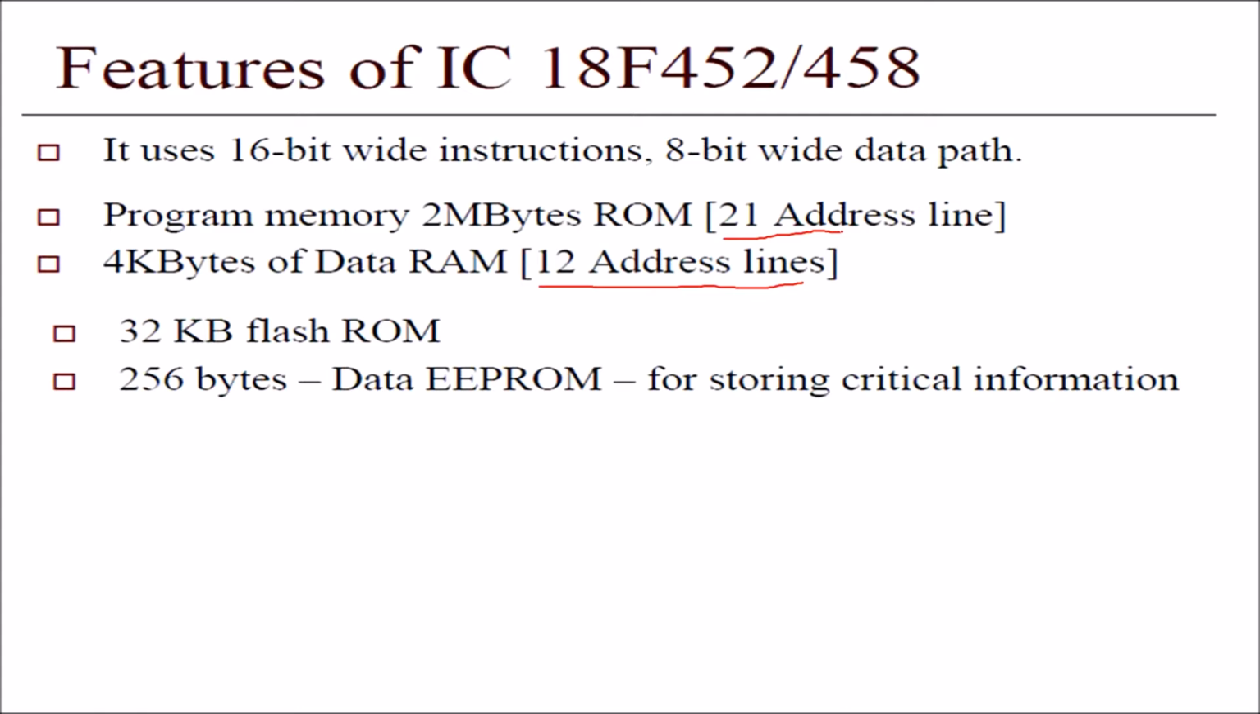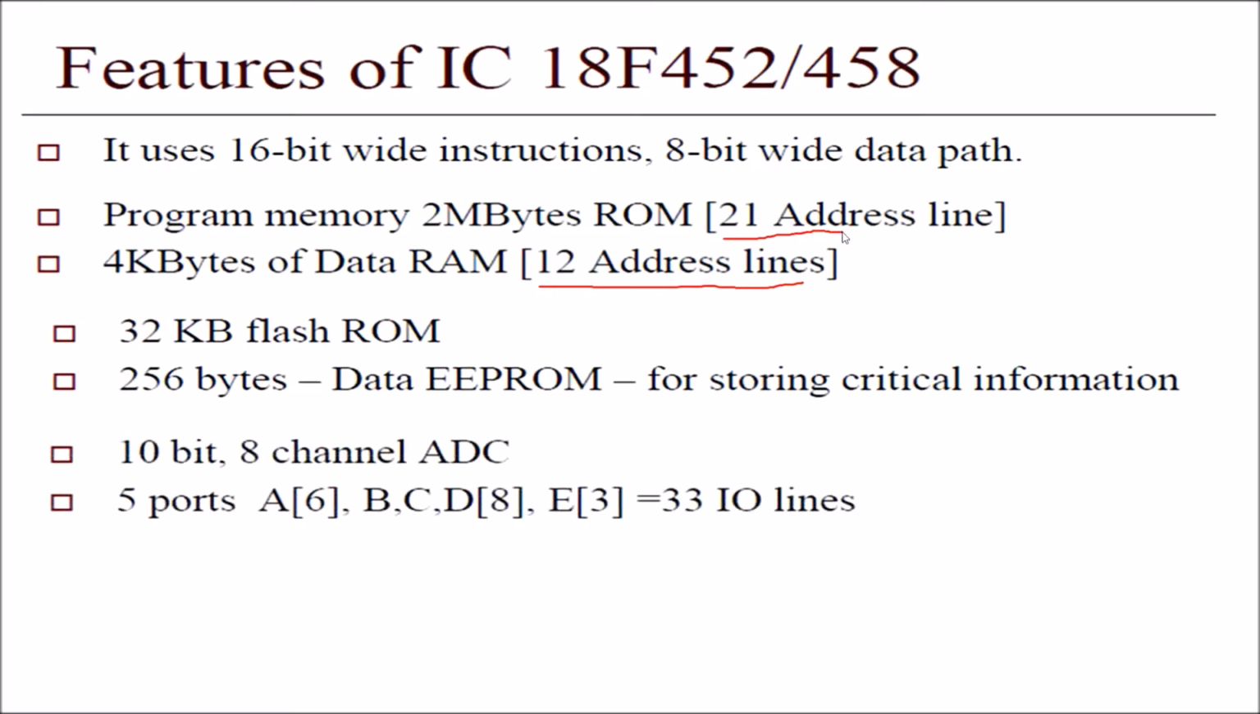There is 32 kilobyte flash ROM available, 256 byte data E square ROM available to store critical information. Then 8-channel ADC is available, and this ADC is of 10-bit. So resolution of ADC is 2 raised to power 10. Then there are 5 ports available: Port A, B, C, D, E. Port A is of 6-bit. B, C, D are of 8 bits and port E is of 3 bits. So total 32 IO lines are available.